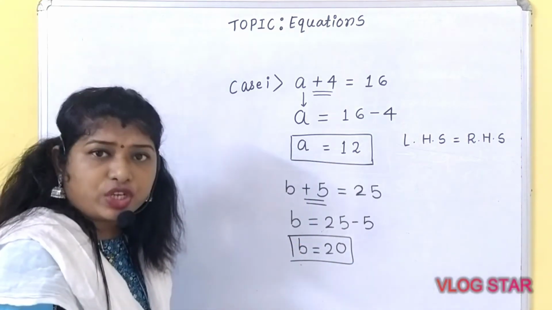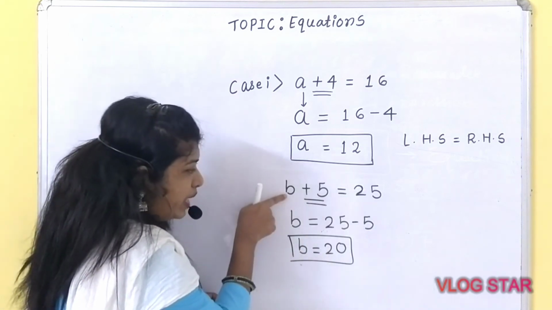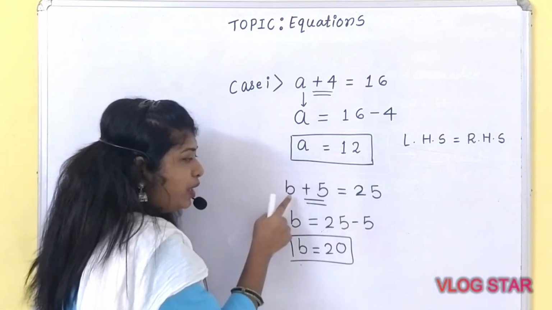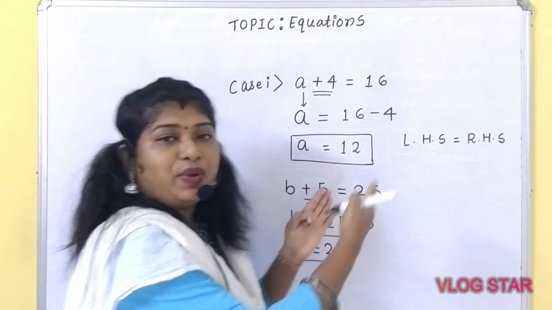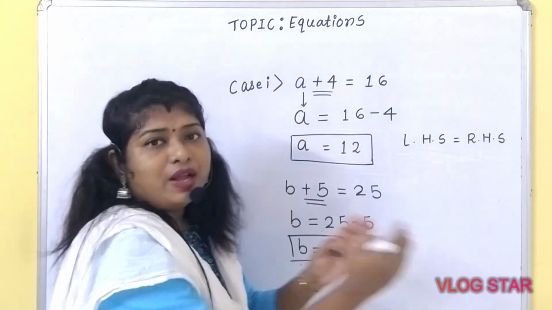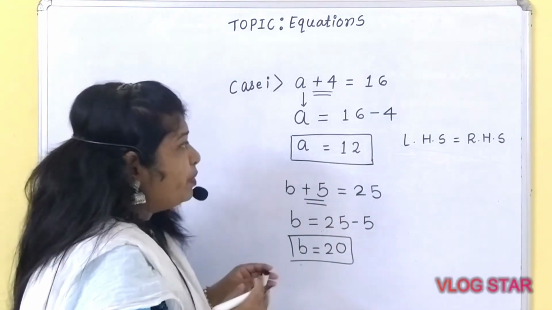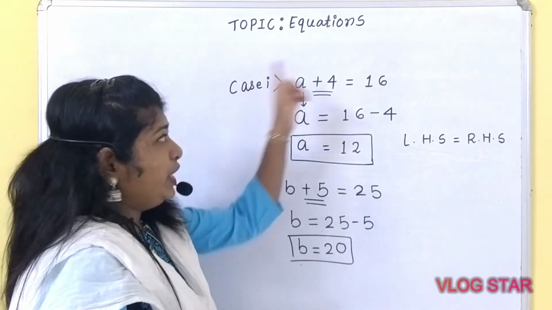Again, you can cross check your answer. If you are going to substitute b is equal to 20 here, what will you get? 20 plus 5 is 25. So 25 is equal to 25. Left hand side is exactly equal to right hand side. I hope you have understood case number 1 related to equation.